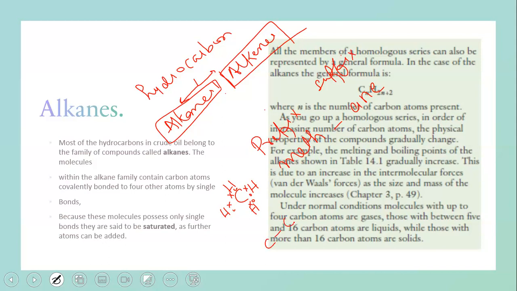Similarly, what happens when I add two carbon atoms? I will have one single bond between two carbons, and then I will draw the hydrogens: 1, 2, 3, and 1, 2, 3. When you're drawing the structure, make sure that carbon has all four bonds. So for this carbon, I have drawn four bonds.